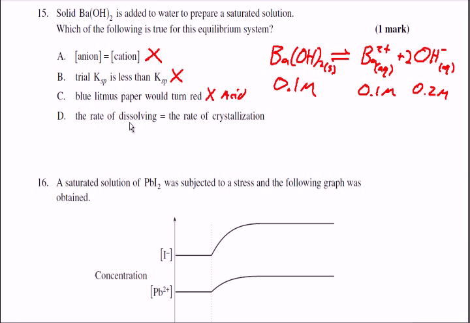And D, the rate of dissolving equals the rate of crystallization. Or in other words, the rate of dissolving, the forward rate of reaction, equals the reverse rate of reaction. That is our answer right there. Okay, so 15 is D. Let's move on to question number 16.